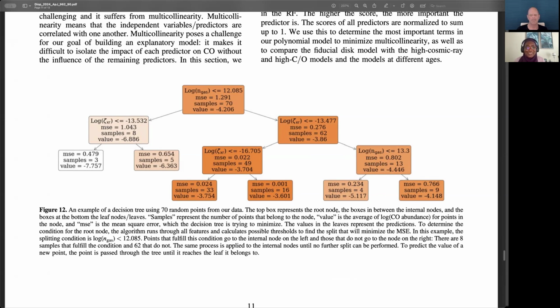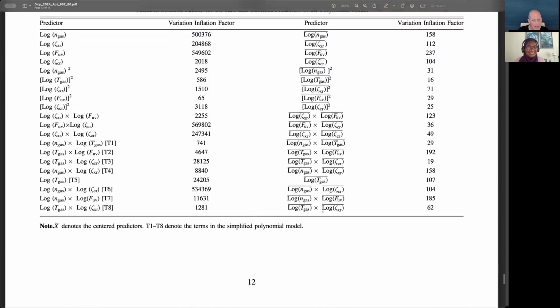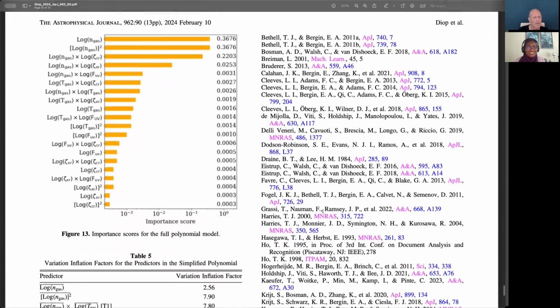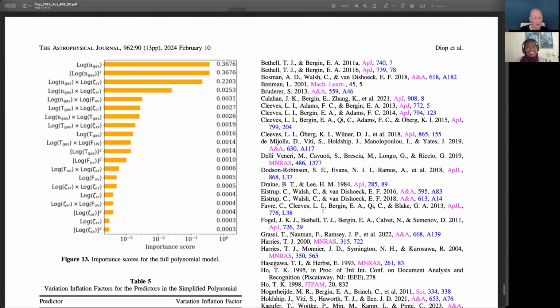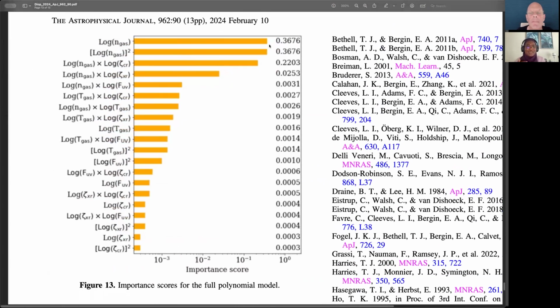Perfect. So we can go to figure 13, the last figure in the paper. Let's slide down there. Figure 13 is showing the importance scores that we get from random forest when we put in the full polynomial information. We can see the ranking of different terms. It's giving a number score of how these terms impact the splitting that the random forest does.